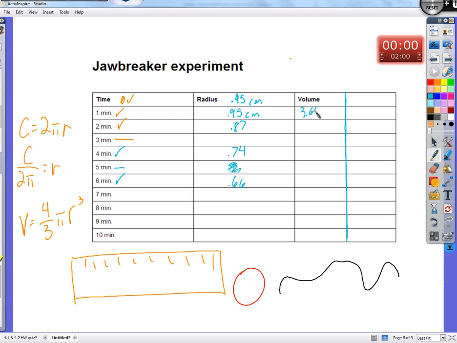Okay. 3.64, 2.8, 1.75, and 1.25. The change from here to there is 0.84. This would be centimeters cubed per minute. 0.525 centimeters cubed per minute. That's per 2 minutes. Oh. Okay, and then 0.25 centimeters cubed per minute. I did mine wrong, because I divided that by 2 and got that number.